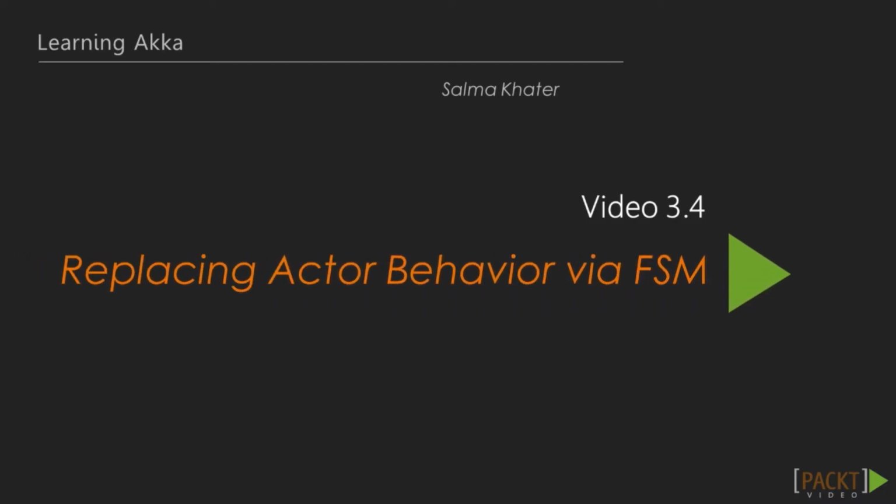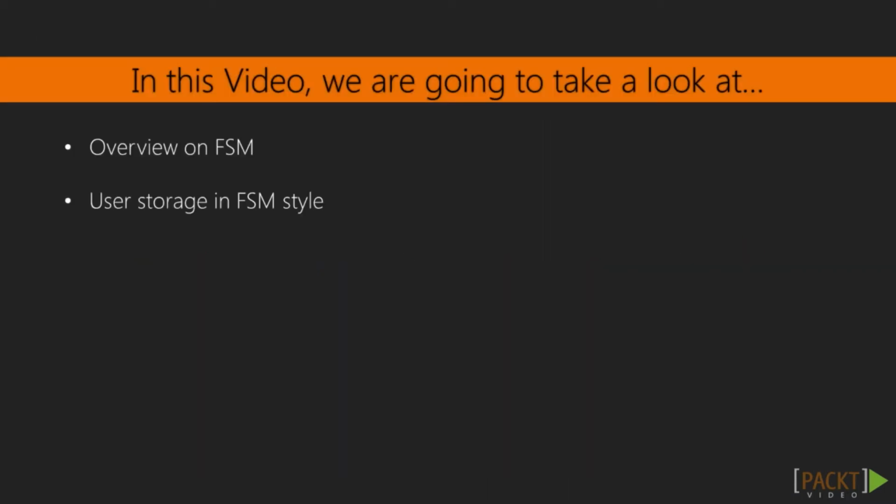Welcome to the final video in section 3: Replace actor behavior via finite state machine. In the previous video, we introduced how to change actor behavior at runtime using become and unbecome. In this video, we will continue to see how we can change an actor's behavior at runtime. Here, we will take an overview of FSM and implement the user storage we saw in the previous video with the help of FSM.